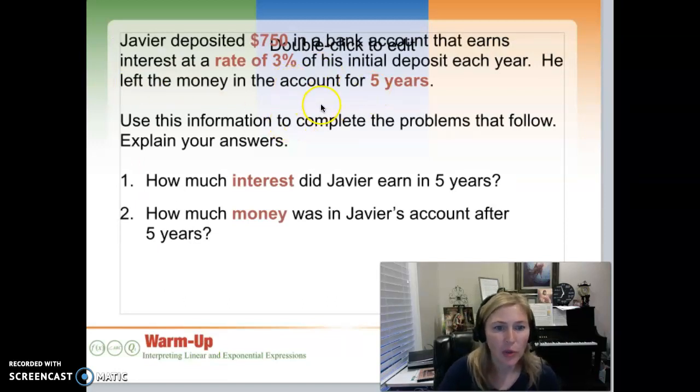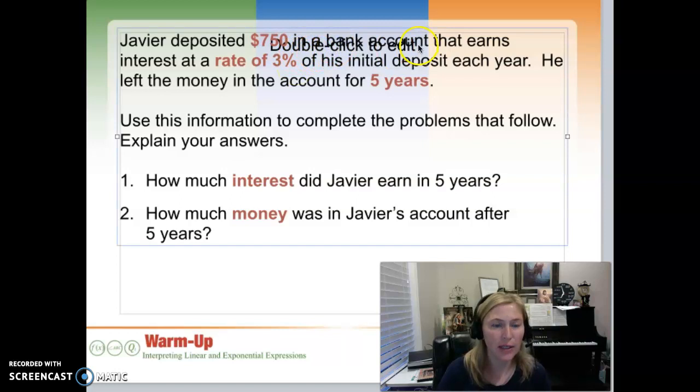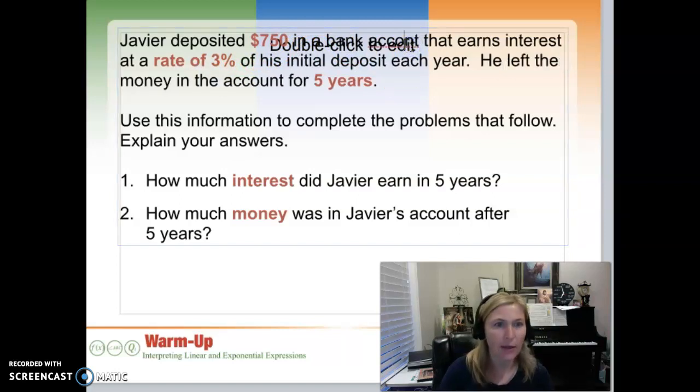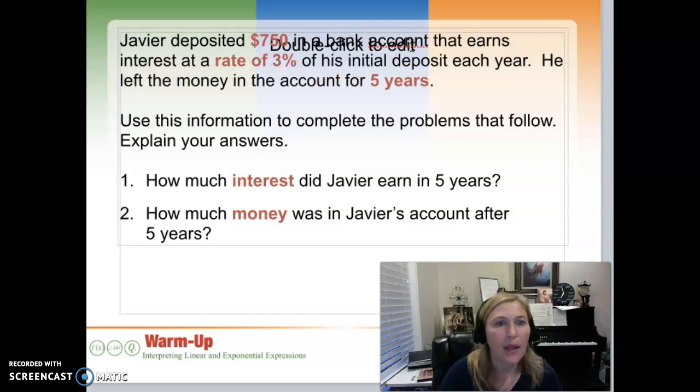It looks a little crazy on this, but when I make it full screen, it looks really weird. Basically what it says is that Javier has $750 in his bank account, and he earns 3% interest on this. So how much money will he have left after 5 years? That's the question. We're going to first find out how much interest he made, and then if we add the interest to that 750, that will give us the total amount.